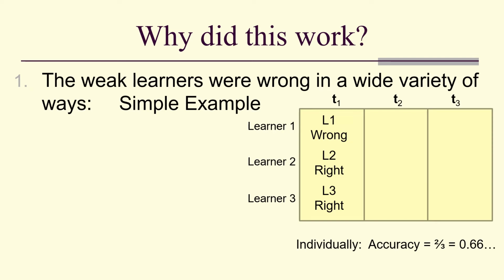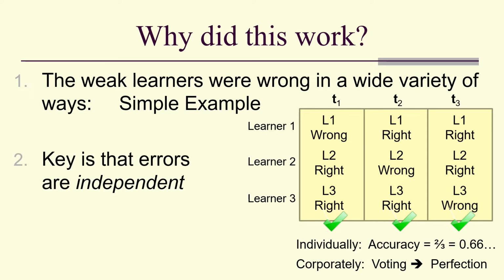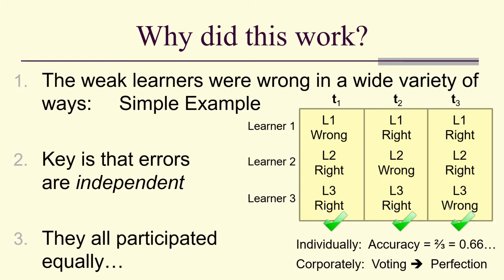But if we take them all together, then for the first observation, we have a wrong and 2 rights. That's correct. And then 2 rights and a wrong. That's correct. And again, 2 rights and a wrong. That's correct. So corporately, voting led to perfection. The key is that the errors are independent and they all participated equally.